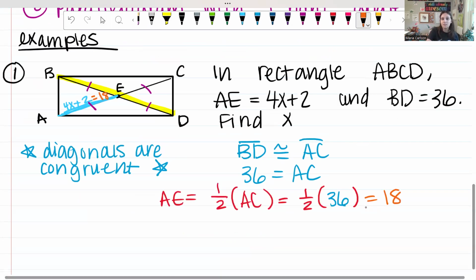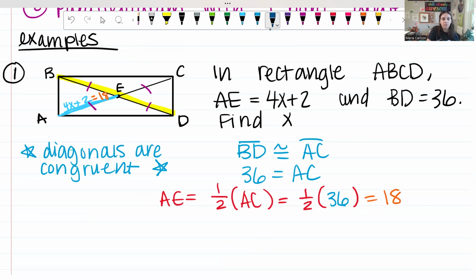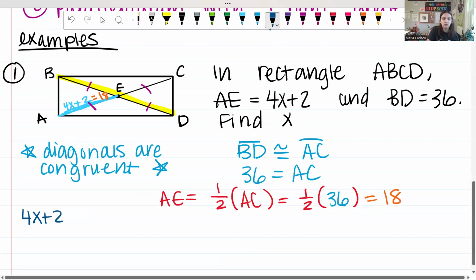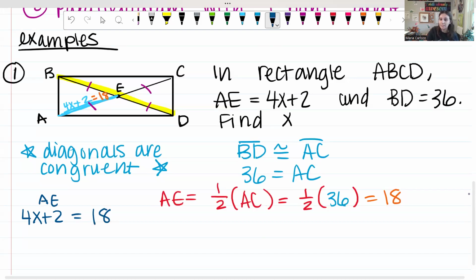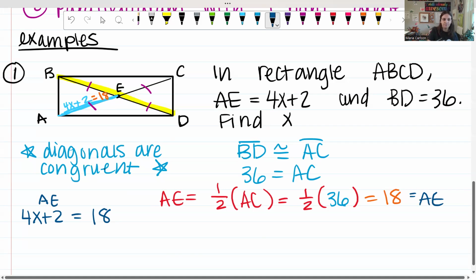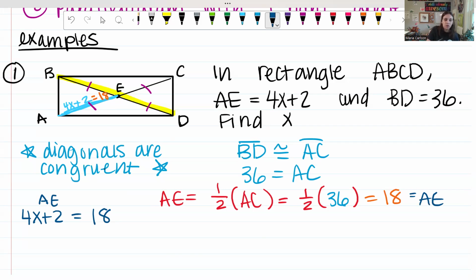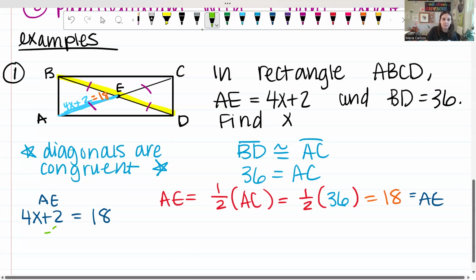So now I can simply solve the equation 4x plus 2, because that's AE, is equal to 18. We know AE is equal to 18, and it's equal to 4x plus 2. So we will solve now, and to solve, I will start by subtracting 2 from both sides to get x all by itself. So I would get 4x equals 16. And we will divide by 4.